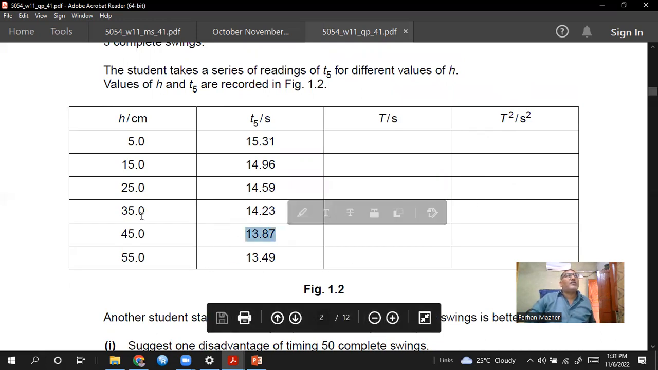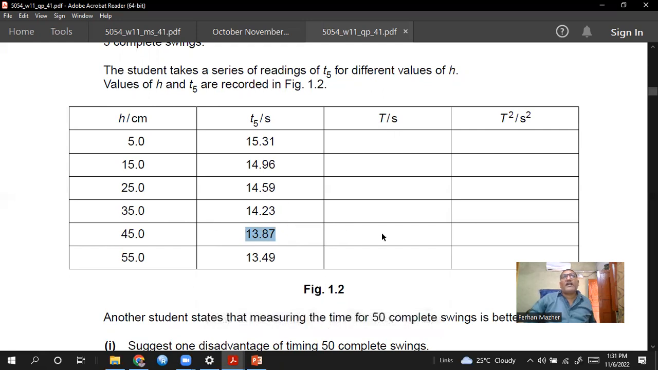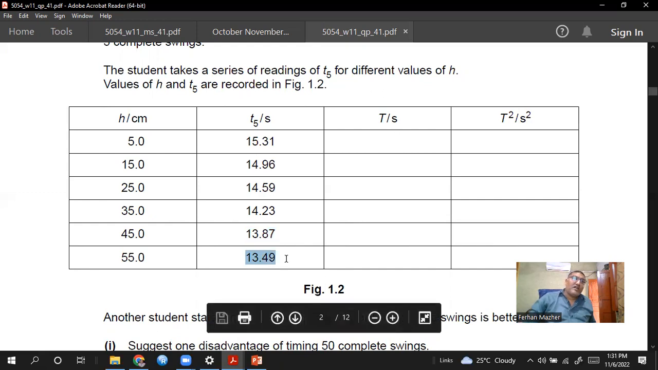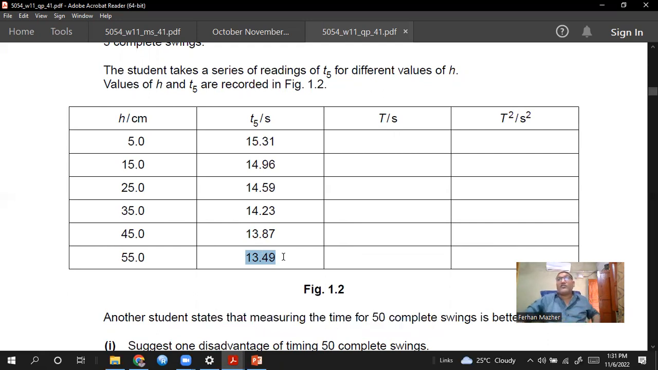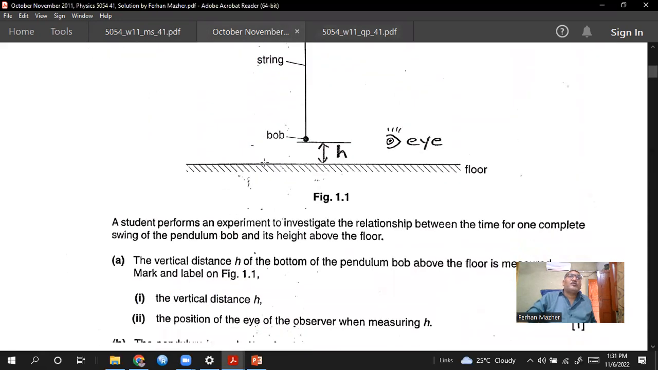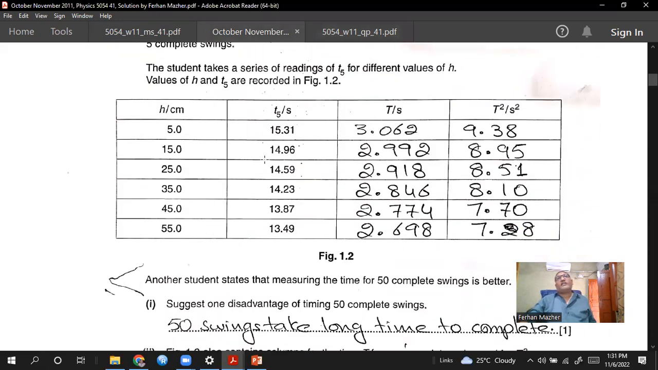13.87, you find the value and divide it by 5, and that gives you the time period for one swing, and you square it and write it here. 13.49, you divide it by 5, and that gets you the time for one swing, and then you square it and write that value here. So let me show you the table. You can see I have done this table. You can also do this.